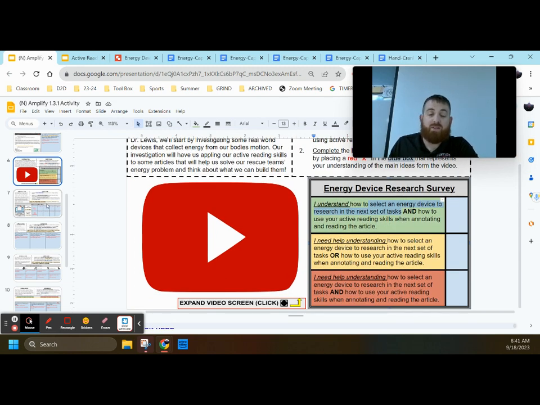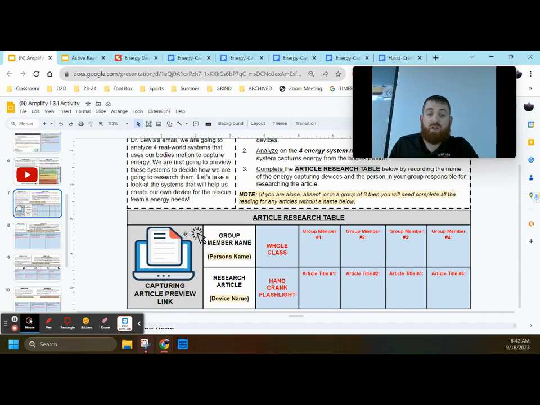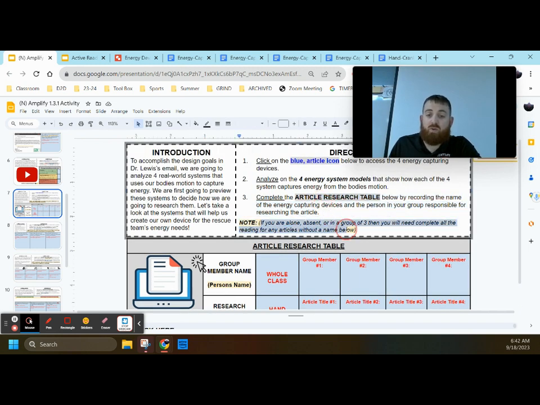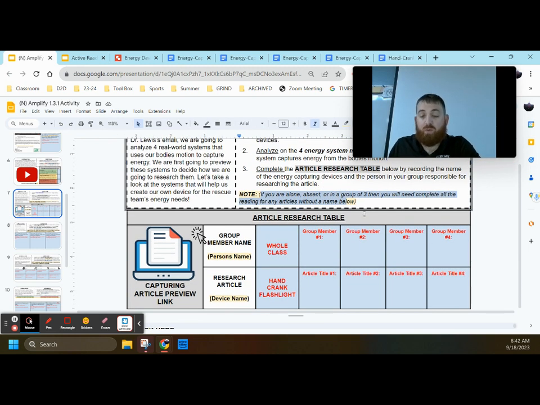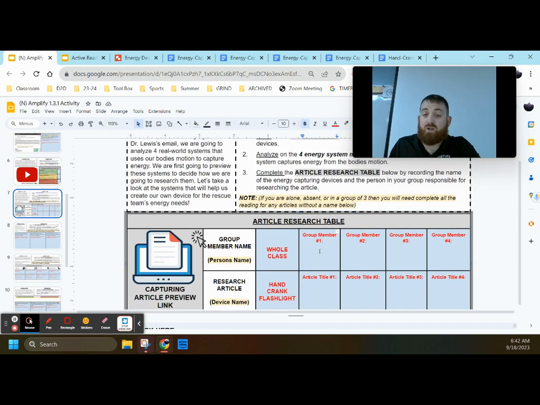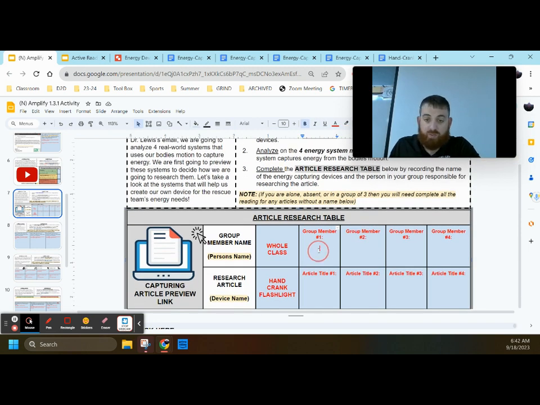So, in the next set of tasks, you're going to be looking at some different devices and breaking down with your group which articles each person is going to be reading. If you are somebody who is absent or you are in a group that doesn't have any people, then you're going to be responsible for reading all four of the articles. So you would just put your name for all four, and then obviously record the names of each article below.